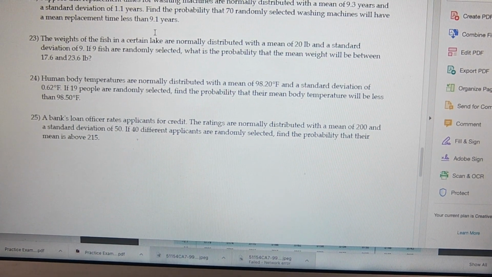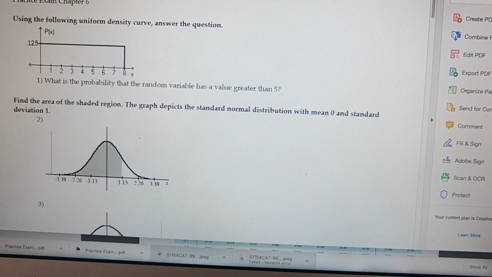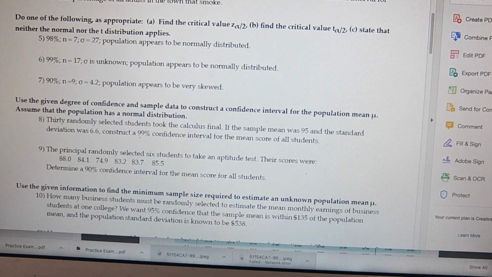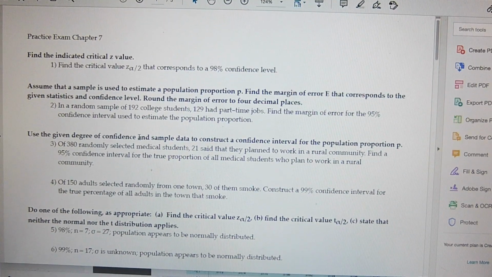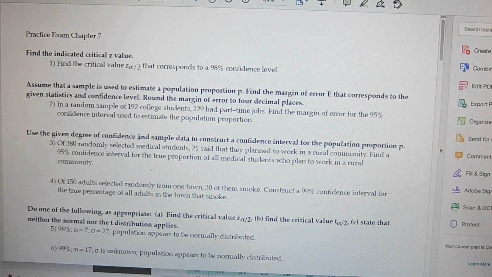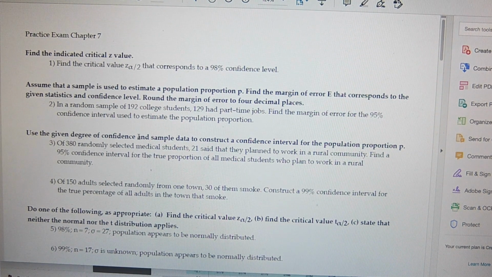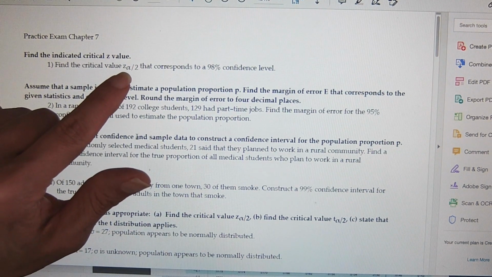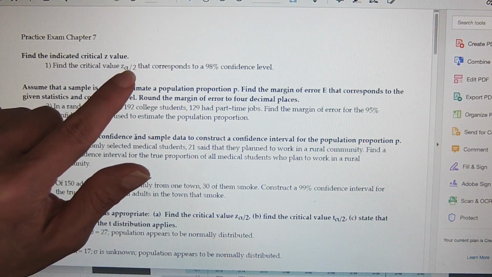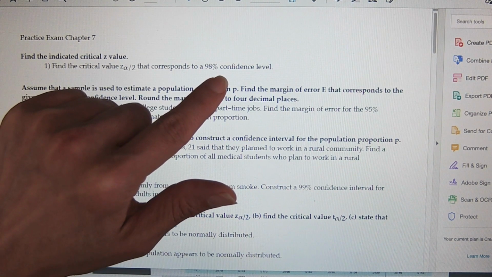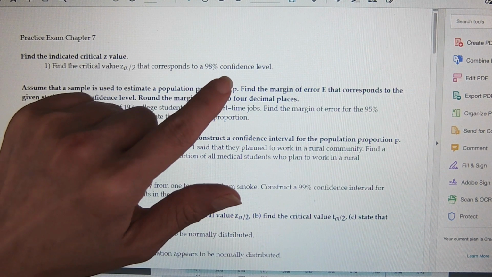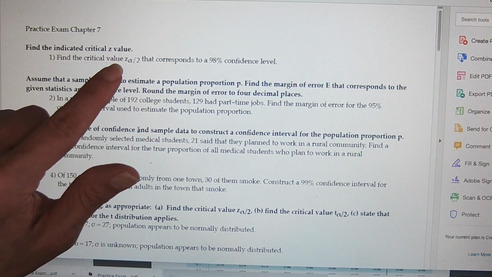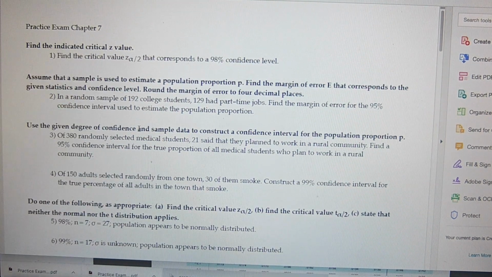Okay, that's chapter 6. So let's move on to chapter 7. Here's my chapter 7 practice exam. Do you want me to go over any number? Chapter 7. Are you okay with what that symbol means? Z alpha divided by 2 over the 98% confidence. Are you okay with what this symbol means for the 98% confidence level, alpha divided by 2?